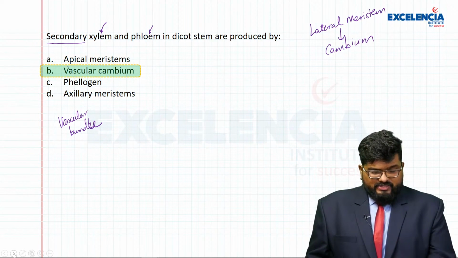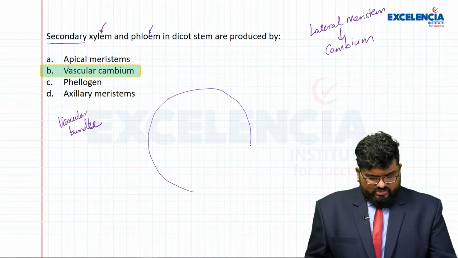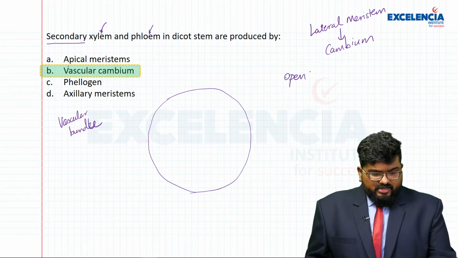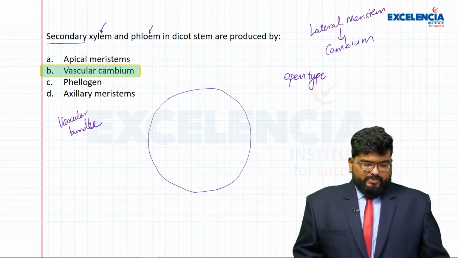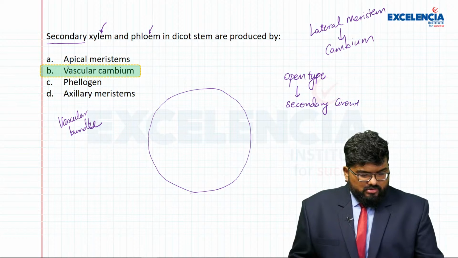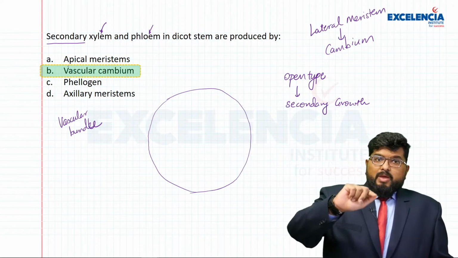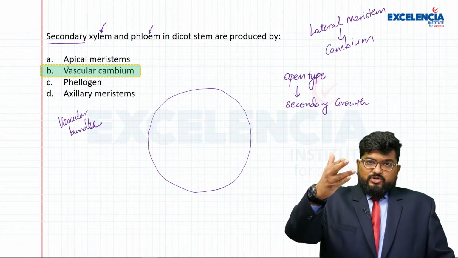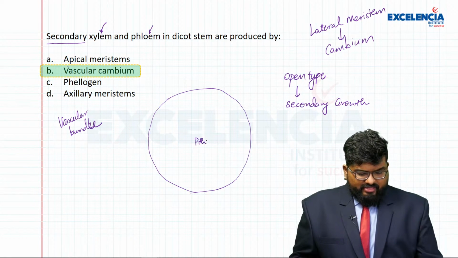So when we talk about the dicot stem, the vasculature is called open type. What do you mean by open type? Open type means it shows secondary growth. Remember that phloem is always towards the outer side and xylem is towards the central side. So the center side is the pith.